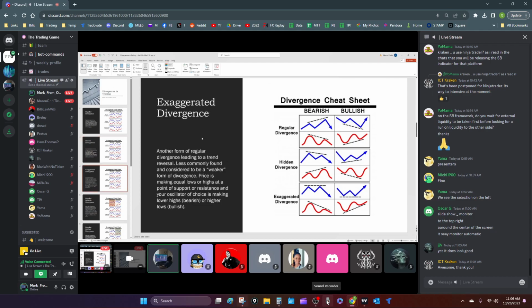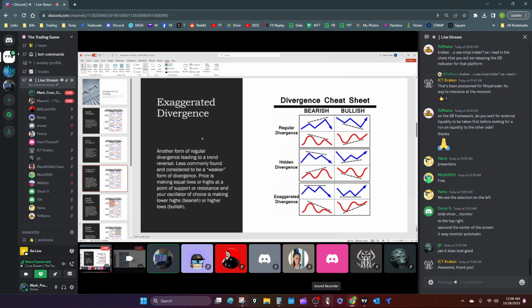Then the third is exaggerated divergences. Now, these are not more difficult to see, they're less commonly found. This is considered to be a weaker type of regular divergence that you will see in a trend reversal pattern. So if you're coming into a higher time frame point of resistance or support, and your price is making equal highs or equal lows, and your oscillator of choice is making lower highs in a bearish market or higher lows in a bullish trend reversal.